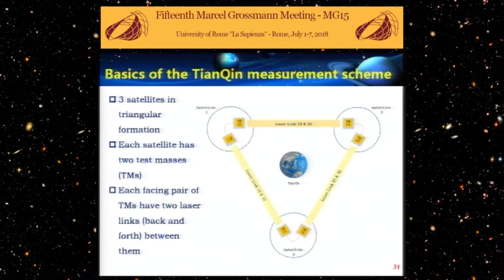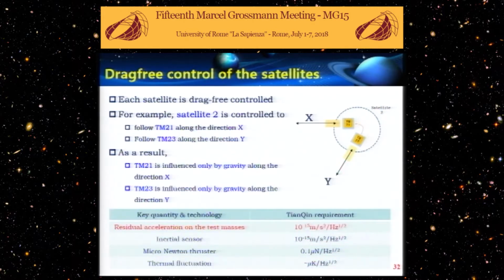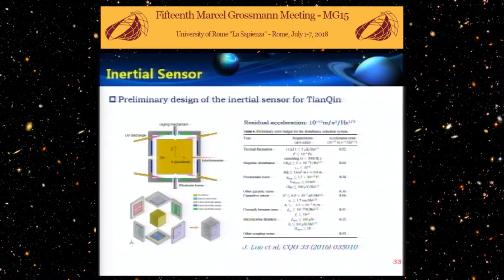The key technology was mentioned by the first speaker, Vitale. They are almost the same, and everything is common technology and some key items we need to improve. Here you will find the residual acceleration on the test mass is 10 to the minus 15. We also need the inertial sensor, the micro thruster, and control of thermal fluctuation. And this is also the design of the inertial sensor.